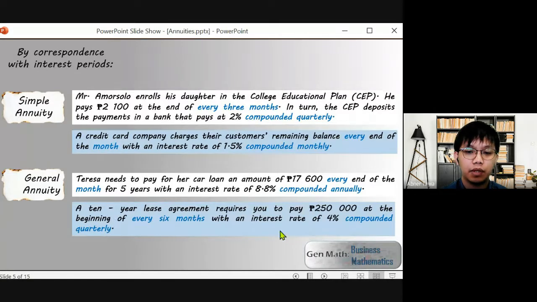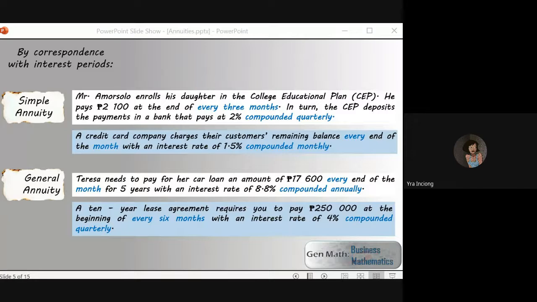Next problem, here we have Ira. A 10-year lease agreement requires you to pay 250,000 at the beginning of every 6 months with an interest rate of 4% compounded quarterly.